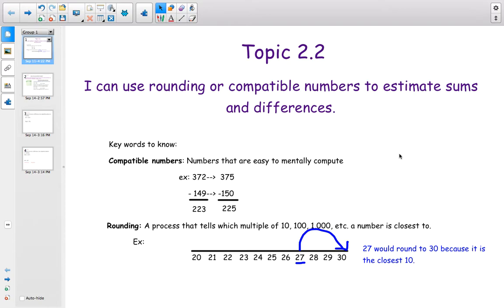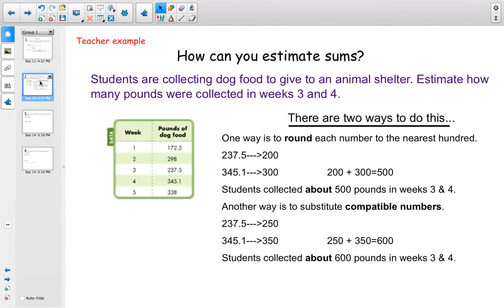Rounding is another way that we can estimate sums and differences. It's a process which tells us the multiple of 10, 100, 1,000, etc. that a number is closest to. So for example, 27 would round to 30 because that is the closest 10. And we've worked on rounding a lot in years past and even this year, so hopefully that'll just be a review.